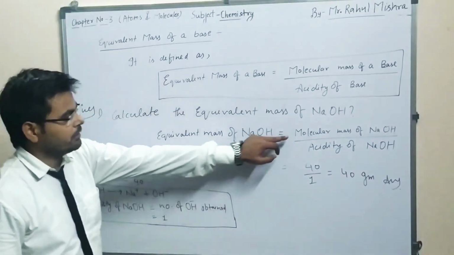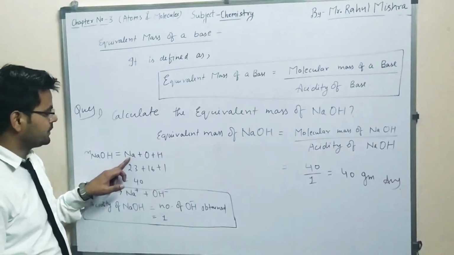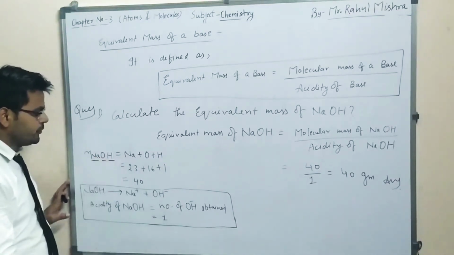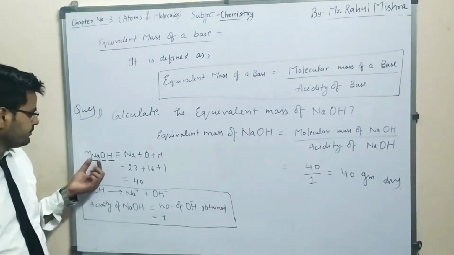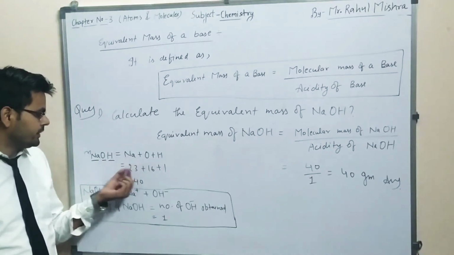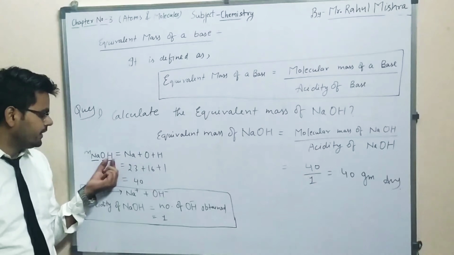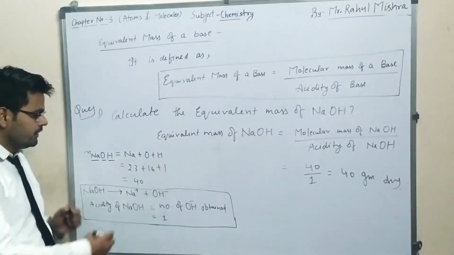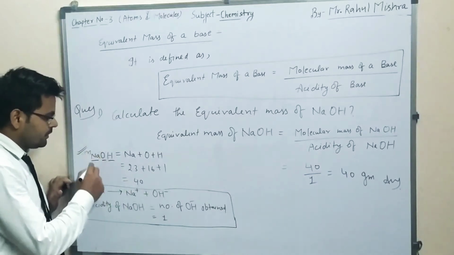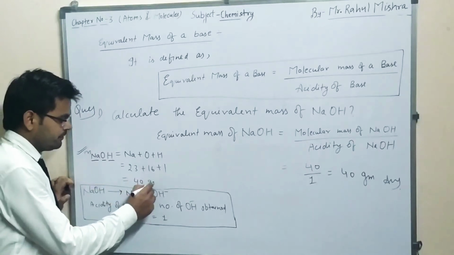So what is the molecular mass of NaOH? It is the sum of the atomic mass of all the atoms present in the NaOH compound. So listen, atomic mass of Na is 23, atomic mass of oxygen is 16 and atomic mass of hydrogen is 1. So on adding, it will give the molecular mass of NaOH and it will be 40 gram.